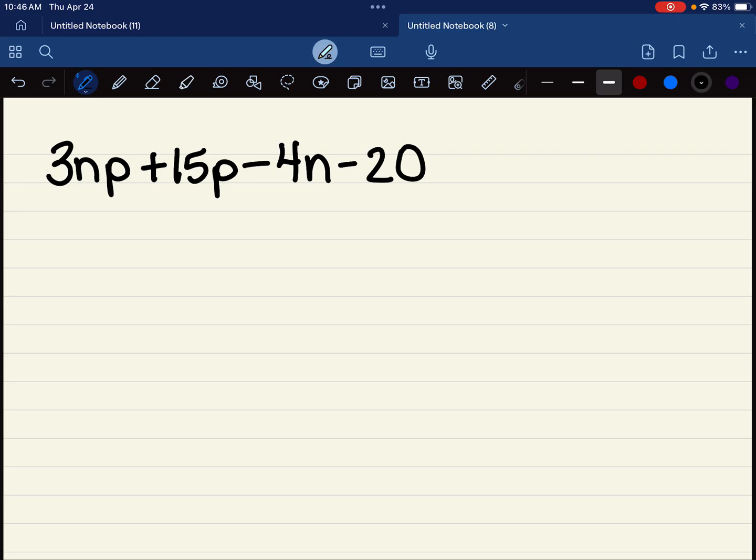Anybody want to try it? Even if you only know the first step, I would take it. What's the first thing to do? Group them together, right? First two, second two. Notice I put those parentheses right together.